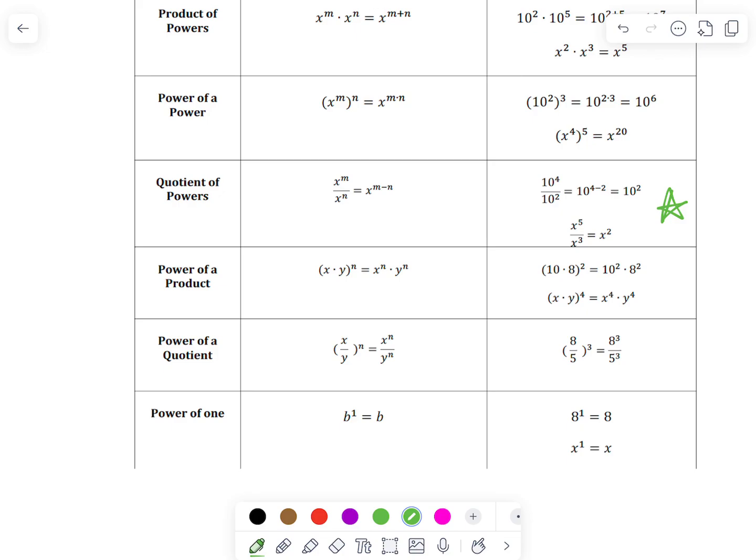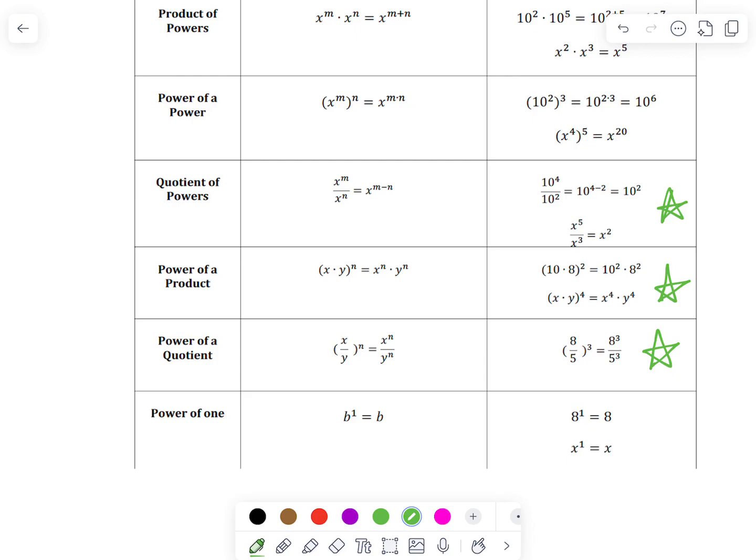The next one is called the power of products, but essentially it looks like it's the distributive property. You have two exponentials inside that parentheses. You would distribute that, both of them, to the power of n. And then we have some examples here. The power of a quotient, very similar to the one above, where we're distributing that n power to both of the exponentials. And there's an example.